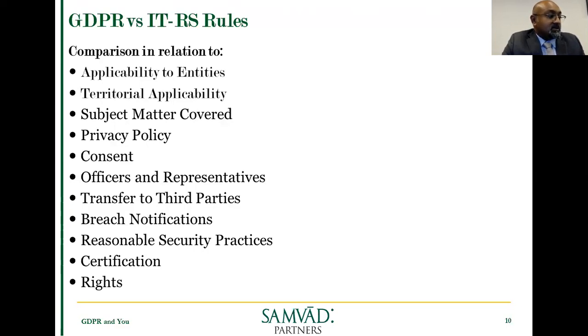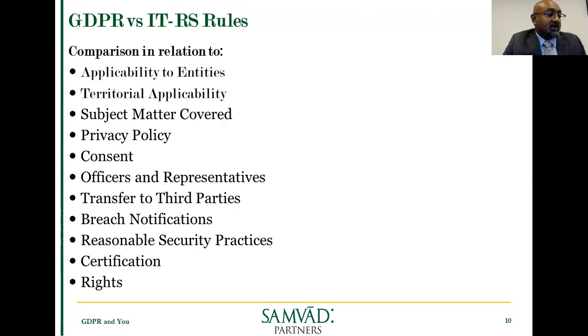Under the ITRS rules, a body corporate is allowed to transfer sensitive personal information if the transferee ensures the same level of data protection as provided under the ITRS rules, and if it's necessary to perform the contract between the body corporate and the data provider. Under the GDPR, you have Chapter 5, which deals entirely with international transfers. And while it doesn't cover local transfers, I'm sure we understand that international transfers are fairly relevant in our context, and it's something worth discussing.